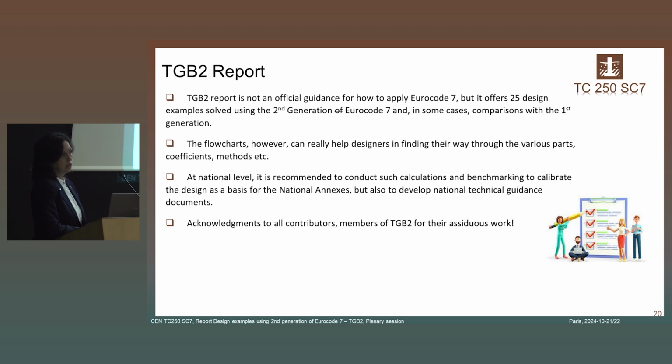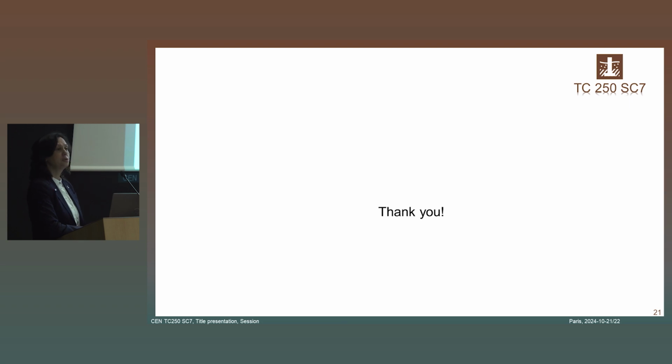And last but not least, I would like also to acknowledge all those people that I showed you before, working very hard to develop these design examples and the flowcharts. So a big thank you to all of you, and I'm pretty sure that this is indeed an added value of the whole series of documents that we will use with this new generation of Eurocode 7. So thank you very much, and thank you for supporting this work of developing the report. Thank you also to Yorgos, who helped me a lot in putting together this vast quantity of information, 270 pages. So thank you, everyone.